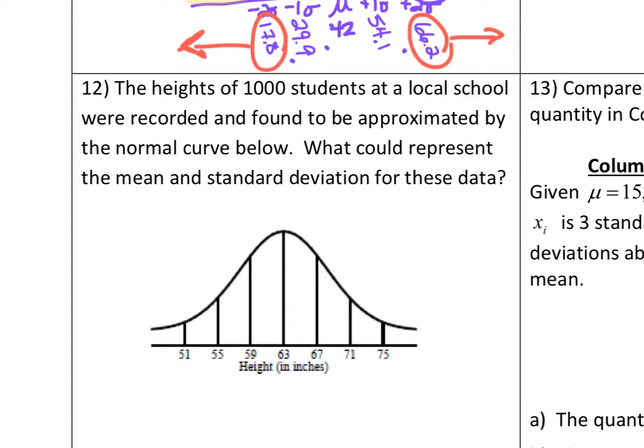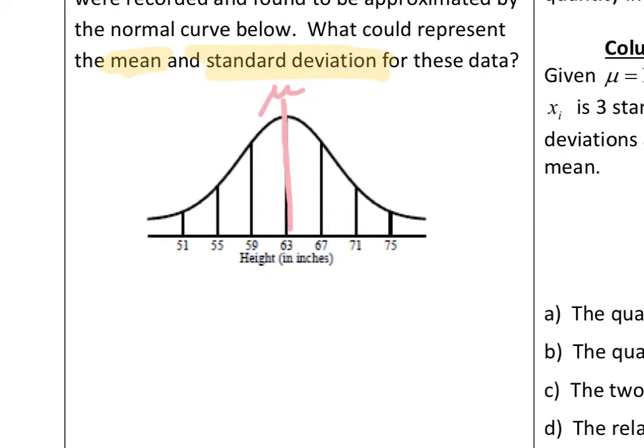So in this problem, it's just asking you to look at the normal curve given here and look for the mean and the standard deviation of the data. And remember that the mean is always the middle of the graph. And so in this case, the mean is going to equal 63 inches.